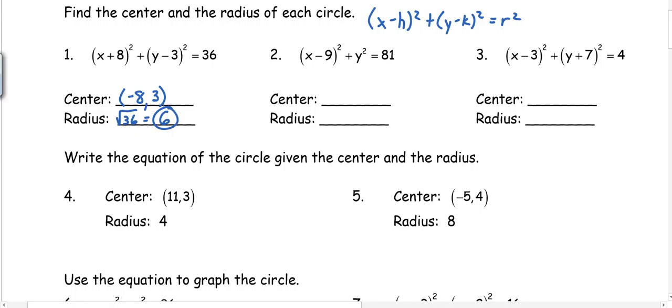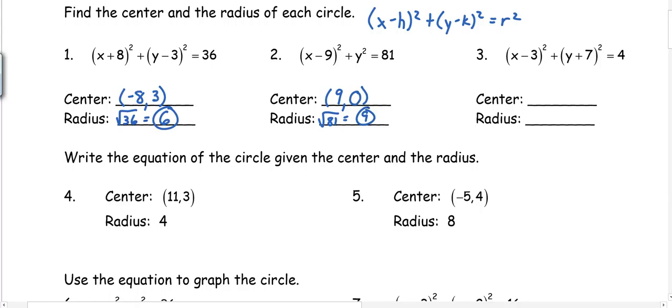Number two, quantity (x - 9) squared plus y squared equals 81. So for my x coordinate, I would pull out a 9. For y, there's nothing being added or subtracted, so we would say it's 0. My radius, I need to take the square root of 81, so my radius would be 9.